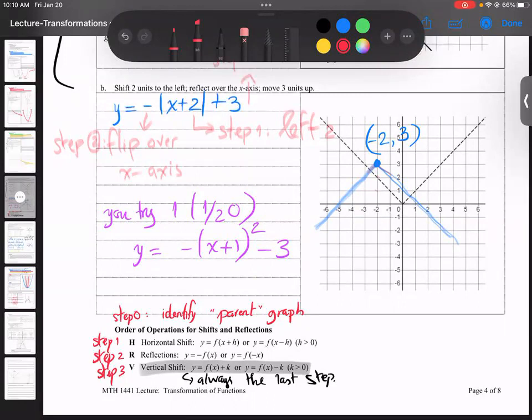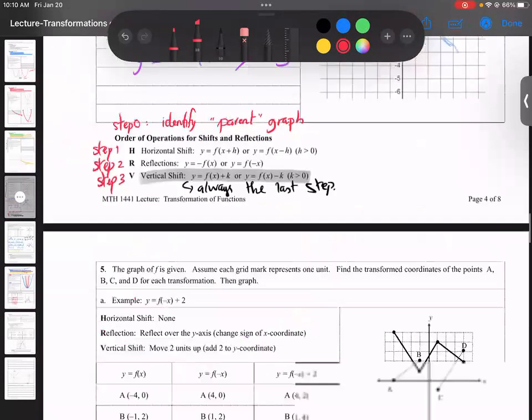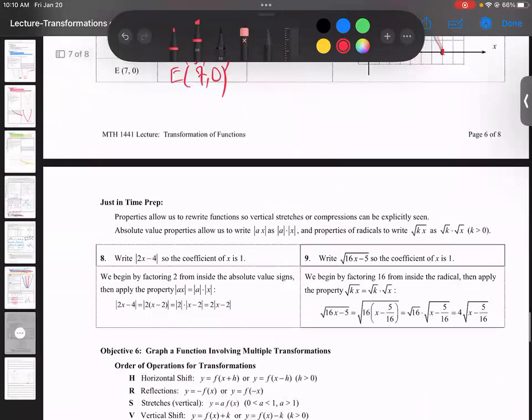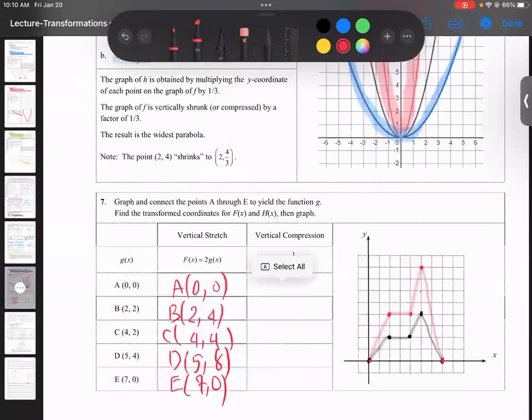Everything is reduced by half, right? For the y values. Yeah, very good, very good. Good, yes.